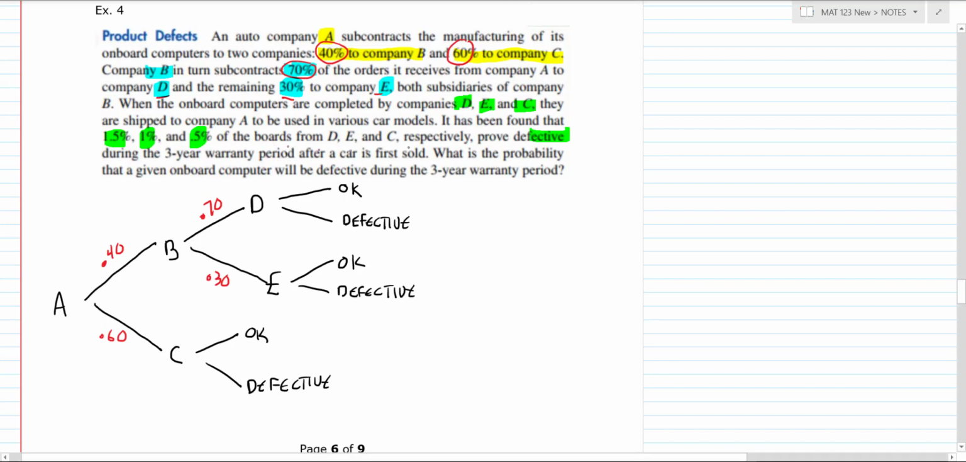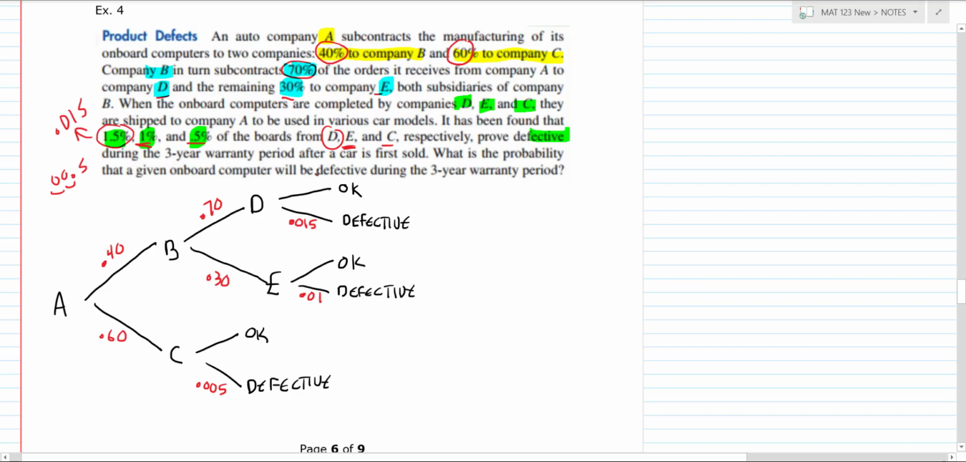The probabilities say this, and they're kind of saying in order. So this one, 1.5% from D are defective. That would be 0.015, so I'm going to put the 0.015 there. Then it says 1% from E are defective, so 1% is 0.01. Finally, it says 0.5% from C are defective, so 0.5, move the decimal over 2, you would get 0.005. So that's what those numbers are.